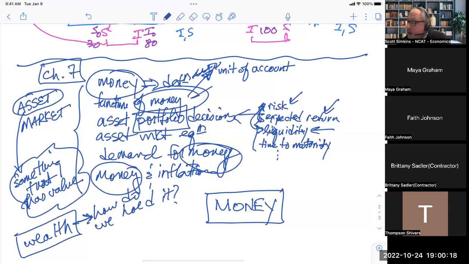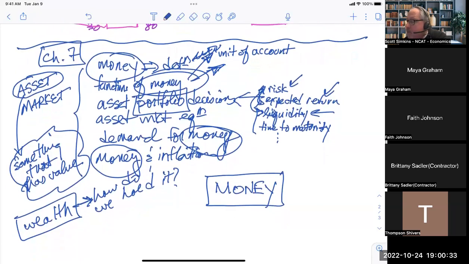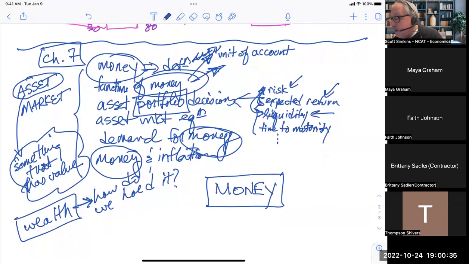What are the other functions of money? What do we use money for? We use it to measure values of things, right? That's the unit of account. What else do we use money for? This is going to be related to why we care about money, right? Because ultimately the chapter is about money, a very particular asset. So what are the other functions of money?